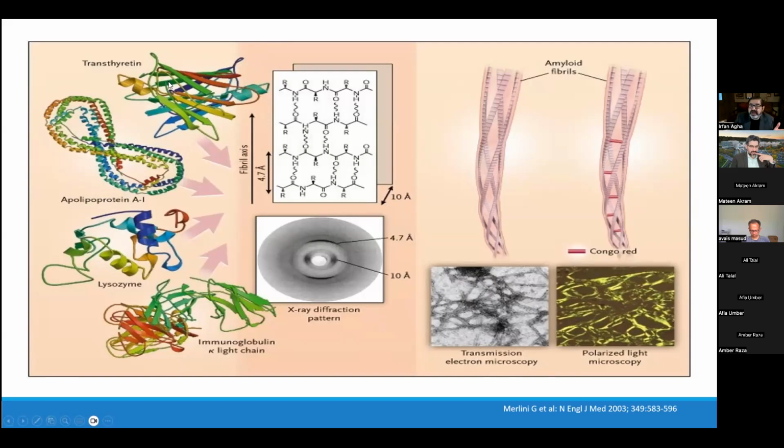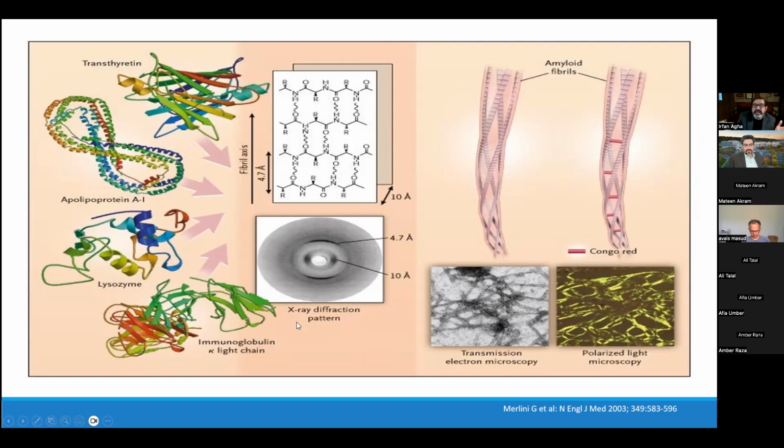It could be transthyretin issues, it could be mutations in proteins like apolipoprotein A1 and many others. It could be a mutation in a protein like lysozyme. It could be your light chains that are to blame. But no matter which way this problem starts from, it would eventually lead to generation of amyloid fibrils. And these fibrils look very similar. They're all beta pleated. The structural array is the same. The size is the same. They're all congophilic.